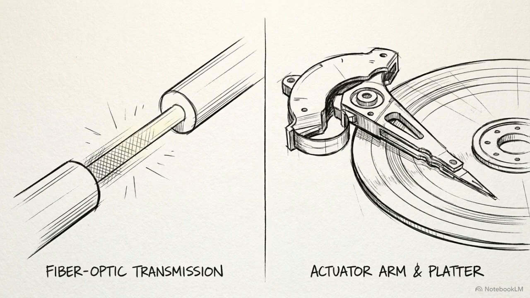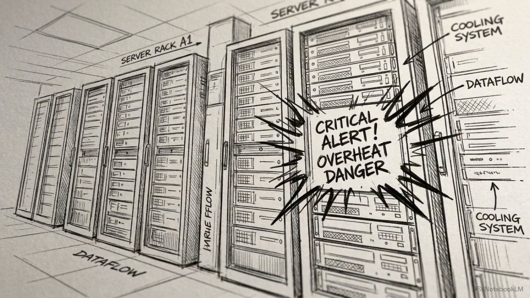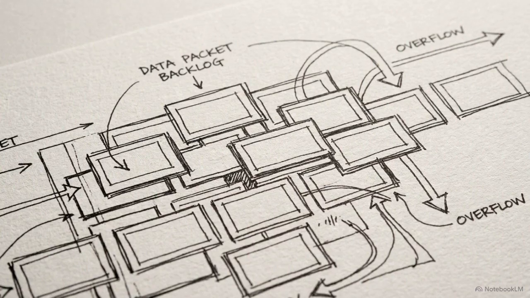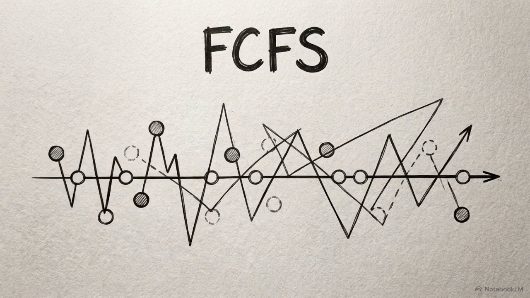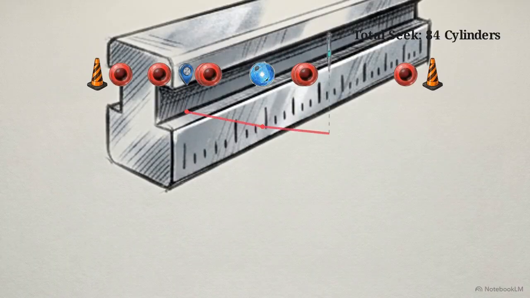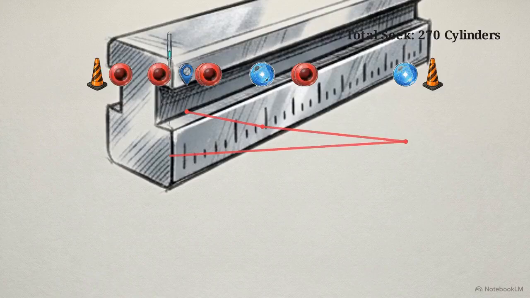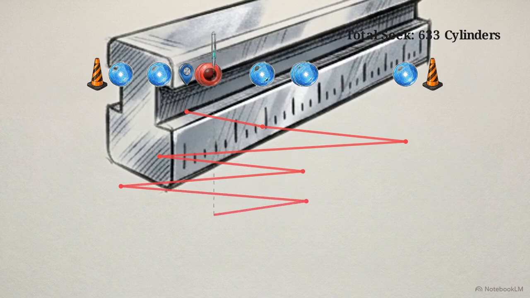Electronics move at the speed of light, but physical hardware is slow. If an operating system doesn't sequence data requests efficiently, the sheer mechanical delay of moving that head creates a massive bottleneck for the entire system. The default way to handle incoming data requests is first come, first serve, but processing requests exactly in the chronological order they arrive forces the head to bounce erratically across the disk, wasting time and wearing out the drive.